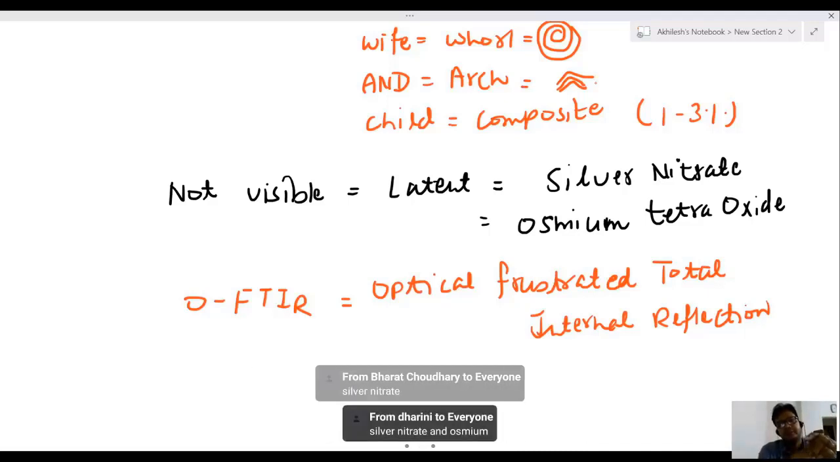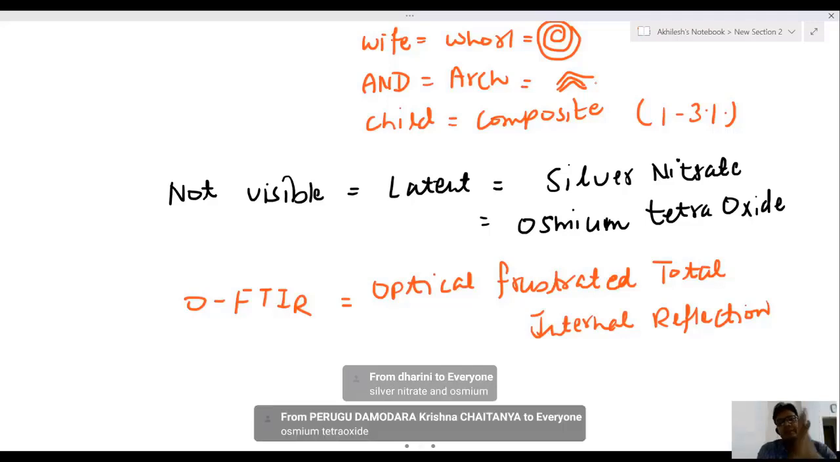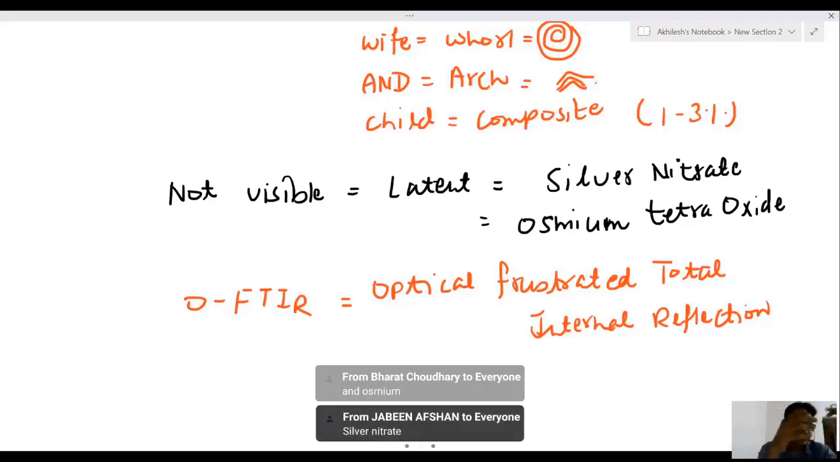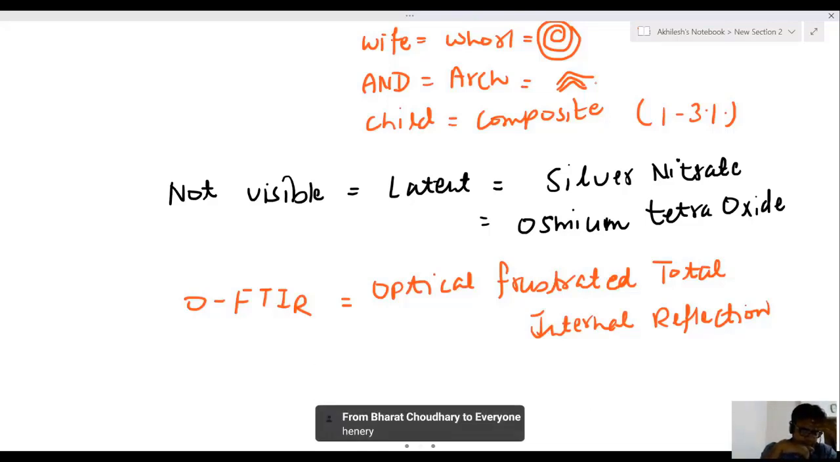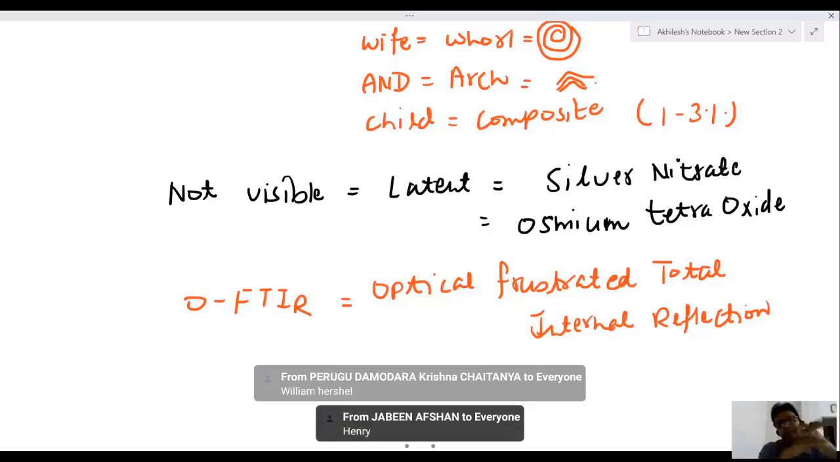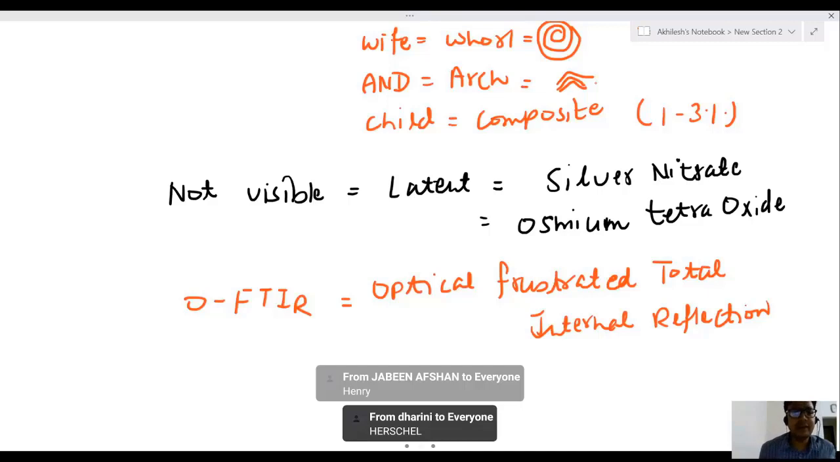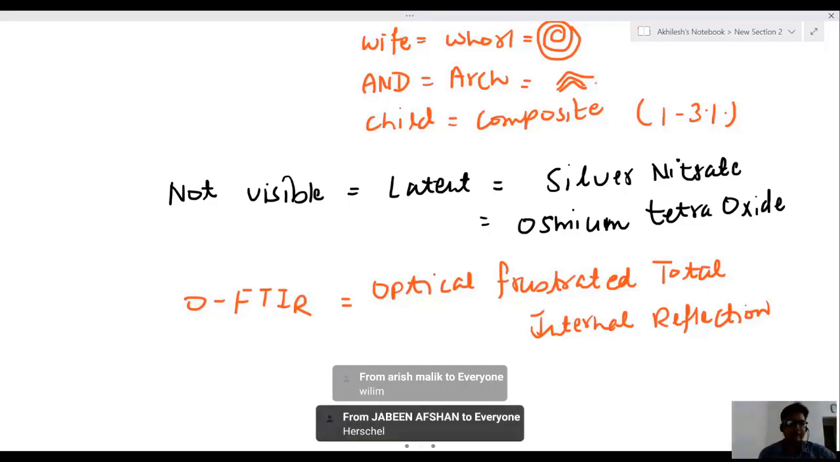Silver nitrite and osmium tetraoxide. Who classified fingerprint? Henry. Who discovered fingerprint? No, William Herschel discovered fingerprint. Henry classified, William Herschel discovered fingerprint.